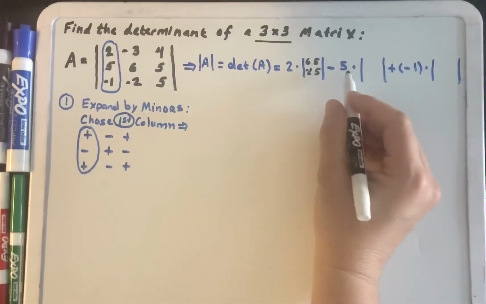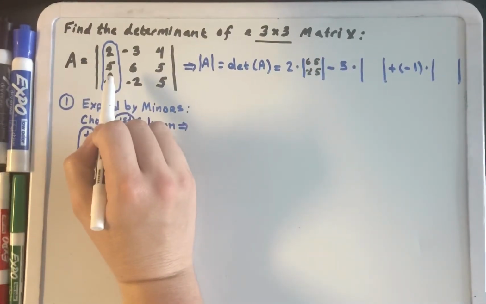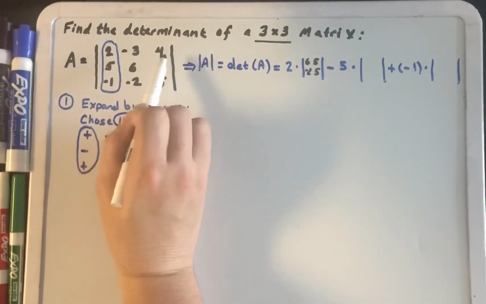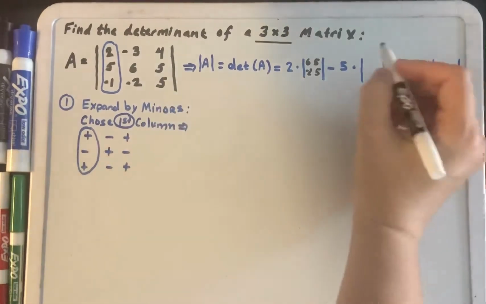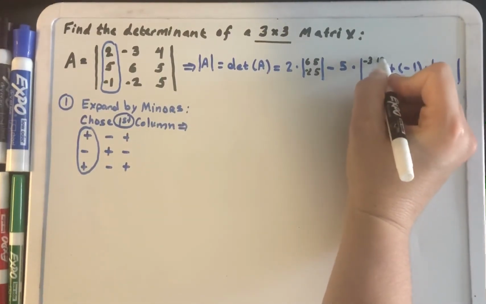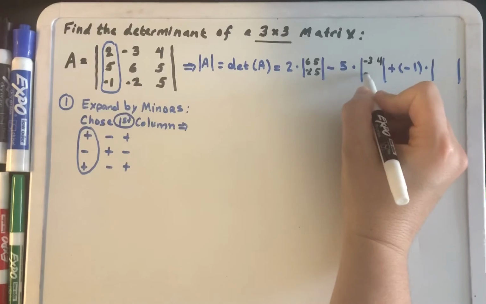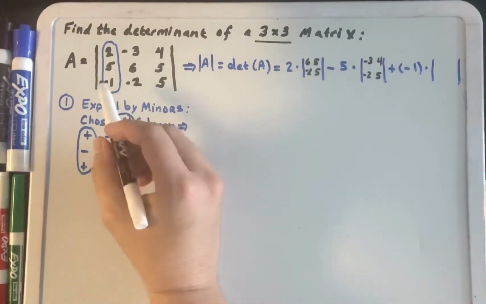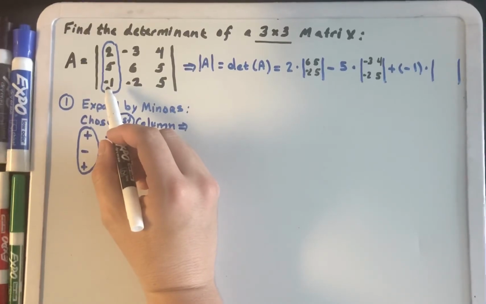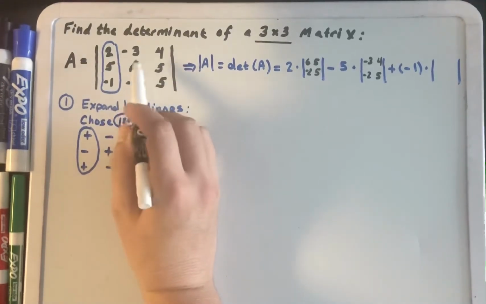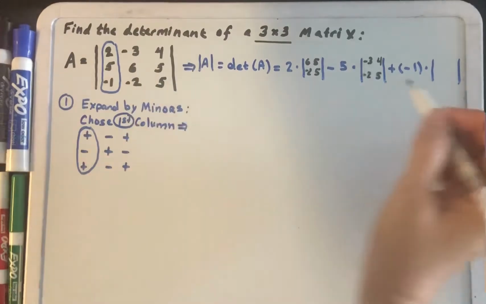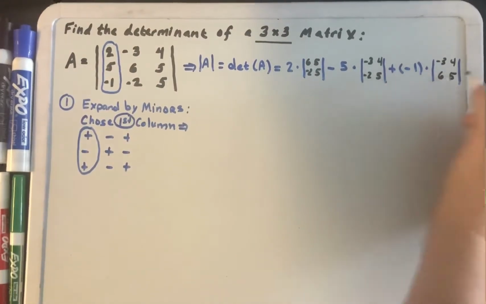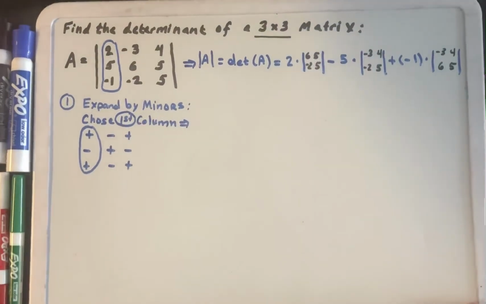For the minor of 5, you take every entry of the original 3x3 matrix which is not in the same row or column, which is -3, 4, -2, 5. Watch my signs if I make a mistake. It happens. -3, 4, -2, 5. And for the minor for -1, you take every entry that's not in its row or its column, which is -3, 4, 6, 5. -3, 4, 6, 5.